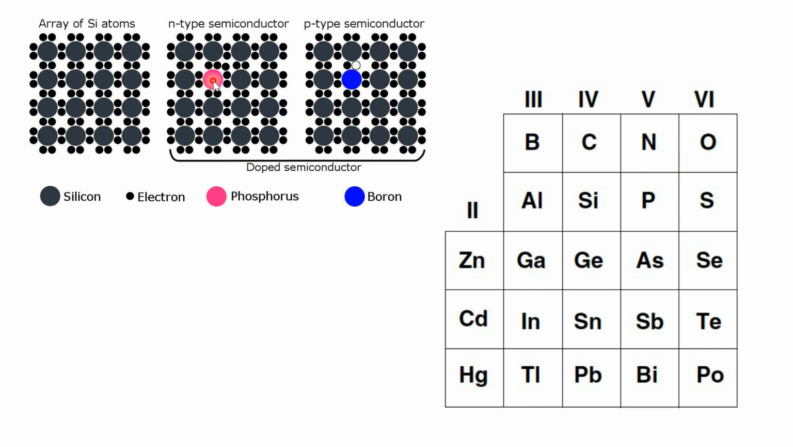What happens? It has 5 electrons in the outermost shell, 4 will be taken, same as what happens in the case of silicon, and one extra electron will be there. Therefore, the number of electrons in this particular configuration has increased. This is why when doped with phosphorus or a pentavalent element, the material becomes an n-type semiconductor.